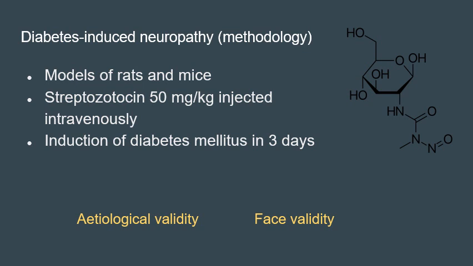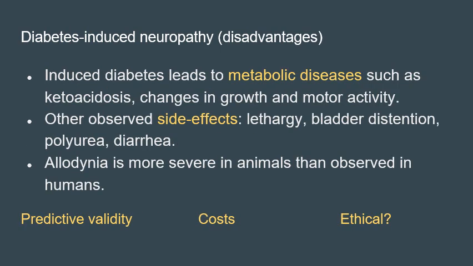The model has good etiological and face validities, as the cause and phenotype of the disease match the disease seen in humans. One issue with diabetes-induced neuropathy is that it leads to metabolic diseases such as ketoacidosis, which cause changes in growth and motor activity and could affect the observed pain behaviour in animals. Other side effects include lethargy, bladder distension, polyuria, and diarrhea. Allodynia is also more severe in the animal model than is observed in humans.